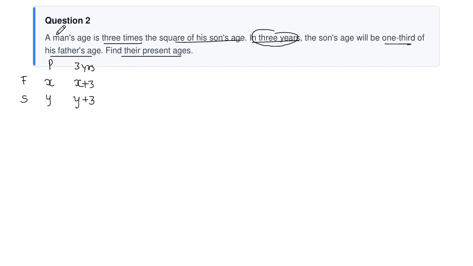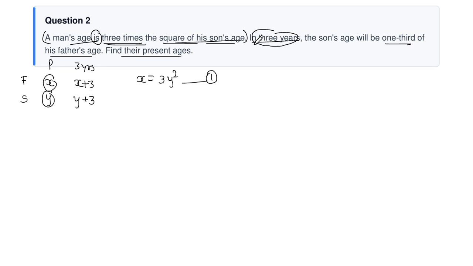Look at the first statement. A man's age, so man's age means x. Is means equal to 3 times. 3 times means 3 multiplied by the square of his son's age. So son's age is y and square of that, so that means 3y square. So this is our first equation: x is equal to 3y square.